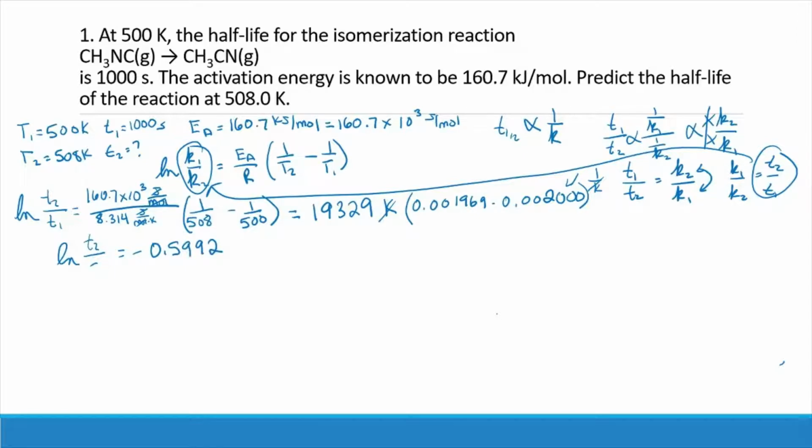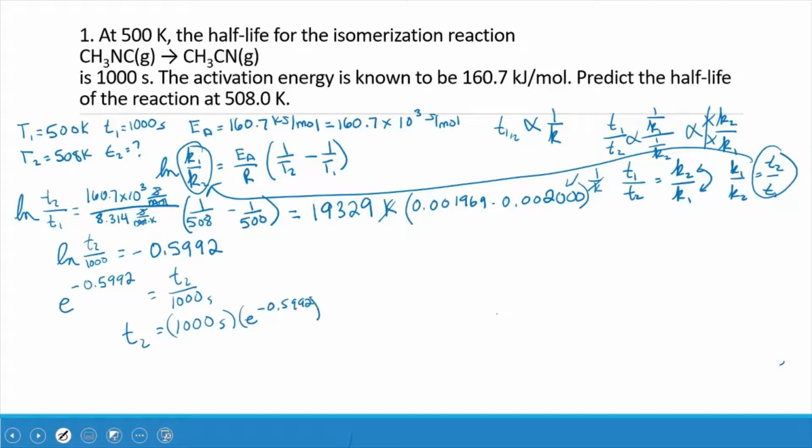I'm going to go ahead and write 1,000 now for T1. Now we need to get rid of the natural log. So the opposite of natural log is e. So we're going to go ahead then and take e to the power of negative 0.5992, and that is now equal to T2 over 1,000. So then T2 is equal to 1,000 seconds times e to the negative 0.5992.